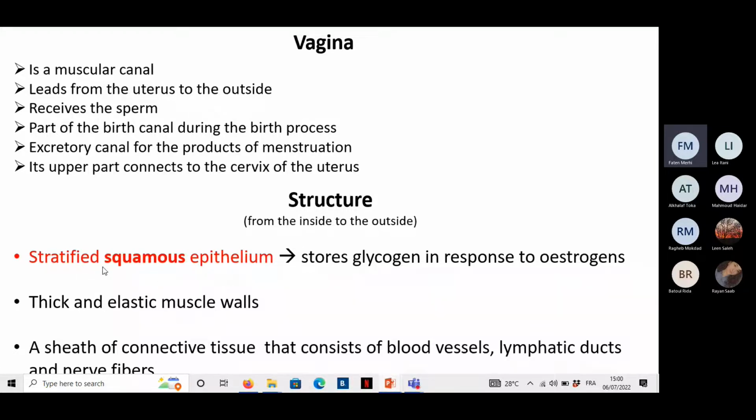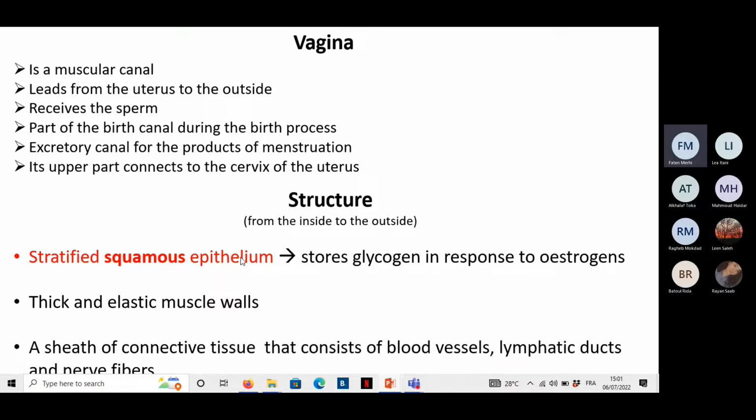And normally, we find the stratified squamous epithelia at the surfaces where we have tensions or pressures. Okay, so it can handle pressure or some movements. And this is because the vaginal epithelium is confronted during the coitus. They will have some pressure on the cells and on this tissue, and that's why we have a stratified squamous epithelium in the vagina. And this epithelium stores the glycogen in response to estrogen.